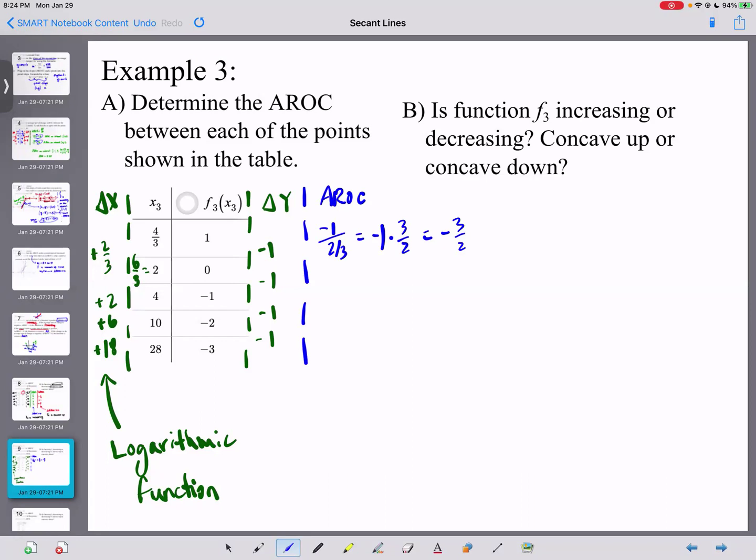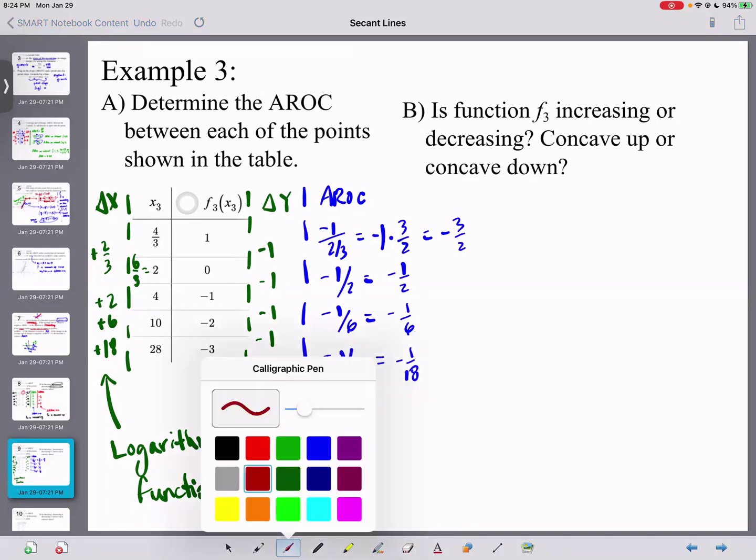And then we have a -1 divided by 2, which is just -1/2. And then I have a -1 divided by 6, so -1/6. And then I have a -1/18. Okay, now let's do delta AROC.